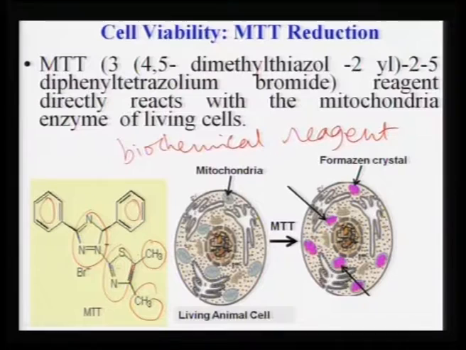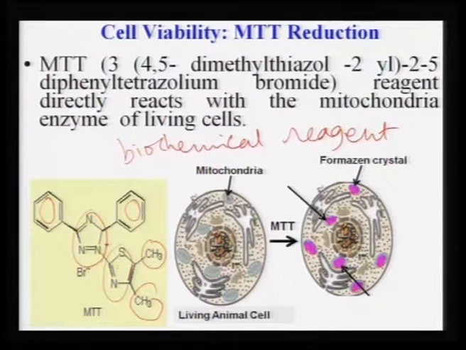This MTT will react preferentially with the mitochondria of the metabolically active cells, and then it will make formazan crystals, and these formazan crystals will be violet in color. Okay. So, the more viable cells there are in the solution, the more intensity of this violet color the solution will give when it is analyzed by the ELISA microplate reader for the optical density. You understand what I am saying?